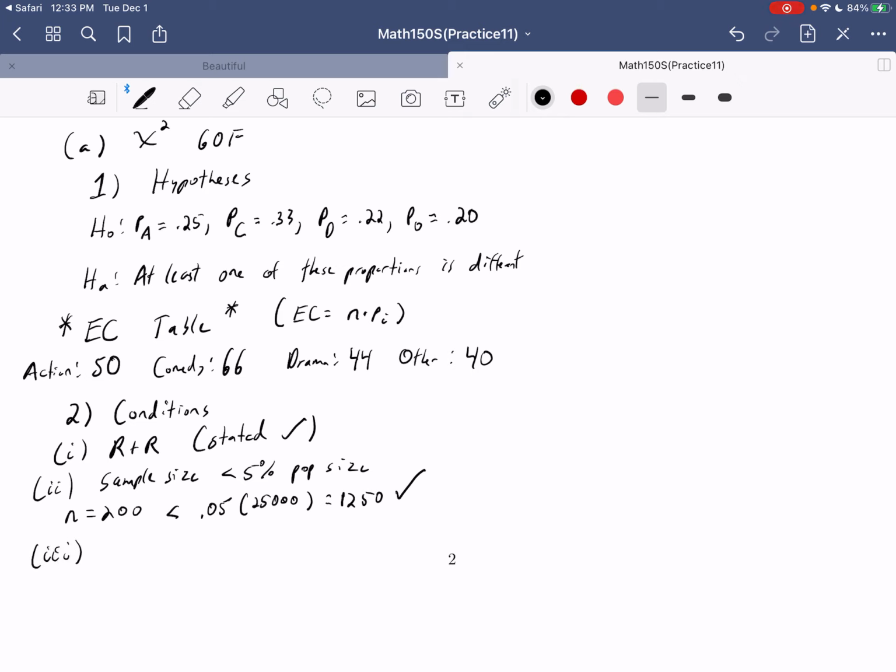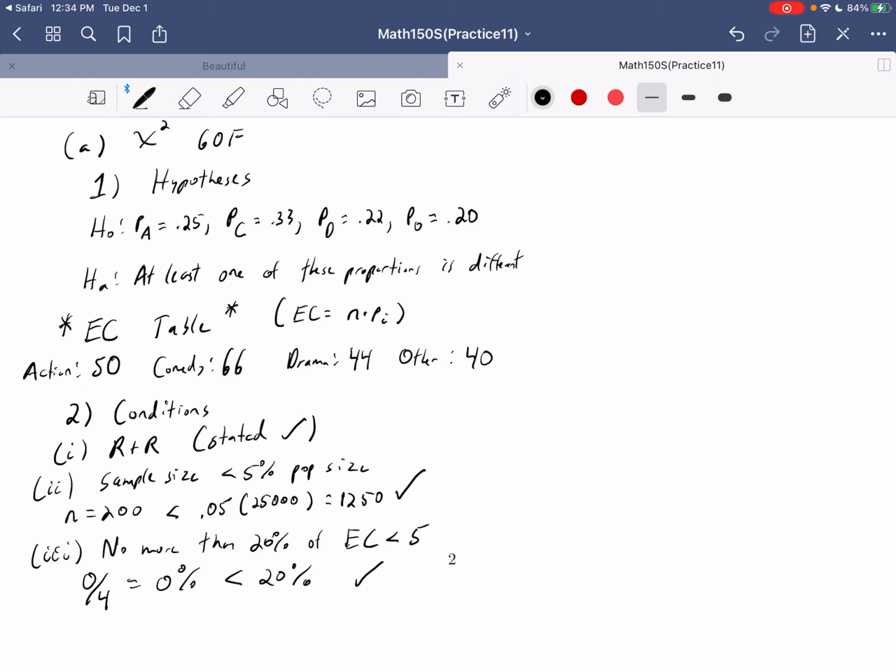Finally, for condition 3, it's the same condition 3 as we did with independence and homogeneity. We want no more than 20% of expected counts to be less than 5. So how do we check that? Well, how many expected counts did we make? We made 1, 2, 3, 4 expected counts. Were any of them less than 5? Absolutely not. The lowest one was 40. So this would be 0 out of 4, which of course is 0%, which is safely less than 20%. So we're all good there.